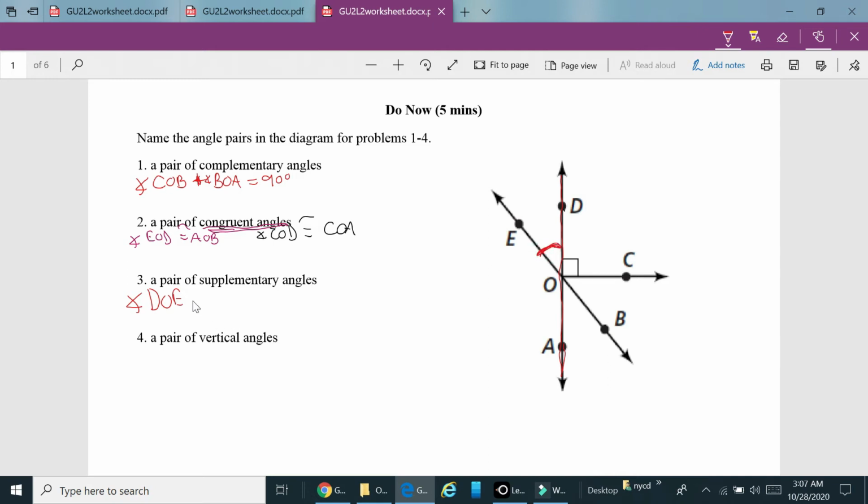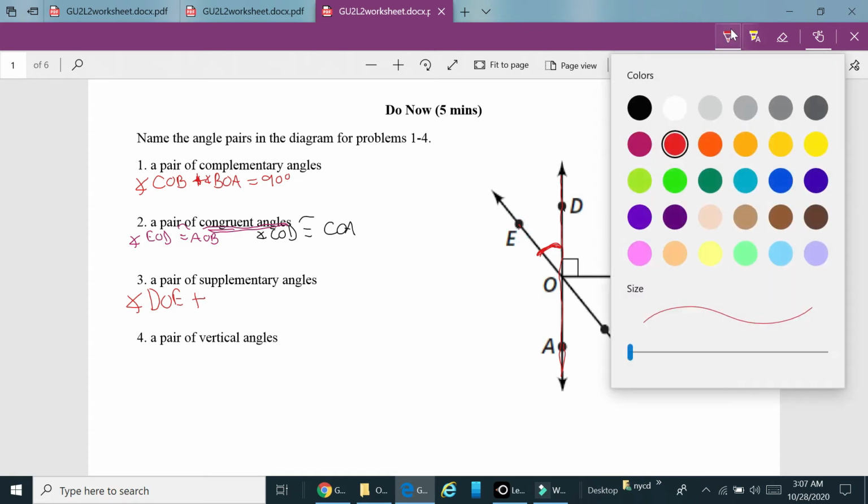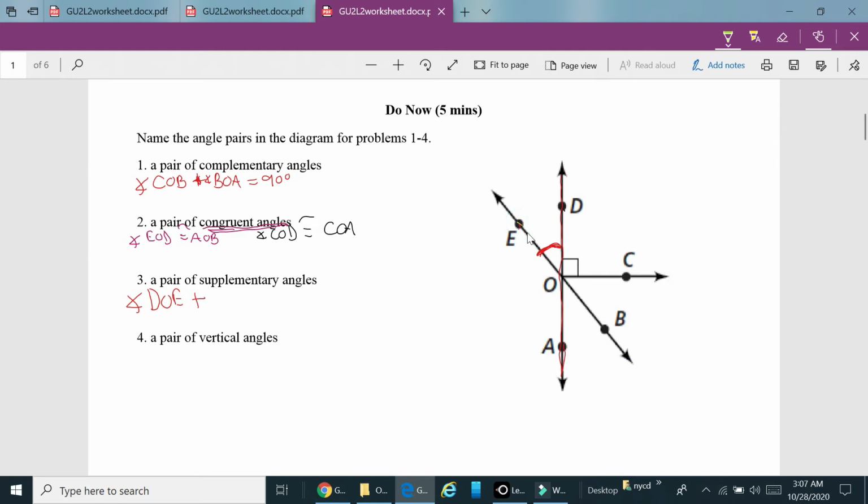Then I'm going to add E. I'll use a different color for EOA. Use green. EOA. So that's another angle. So EOA, and that will equal 180 degrees. I used a bad color. That's fine. Okay.